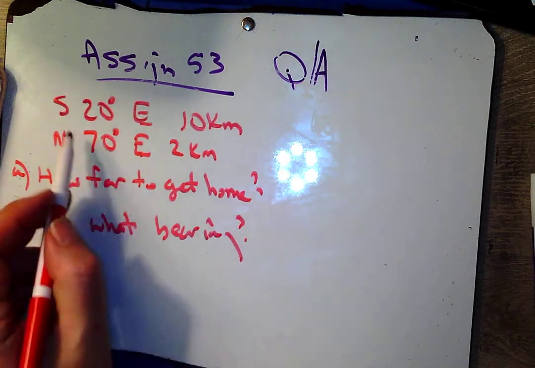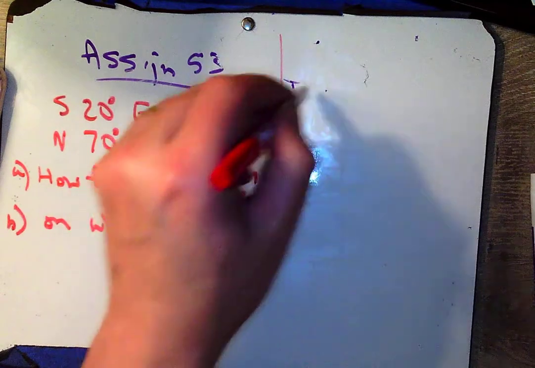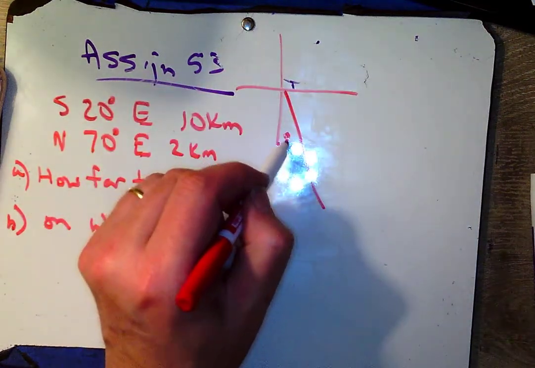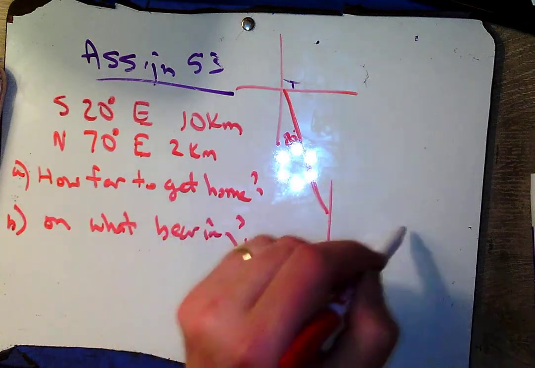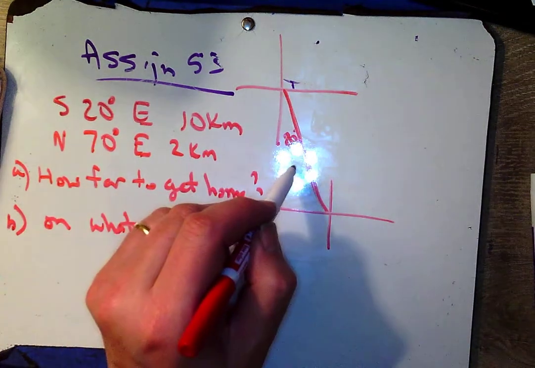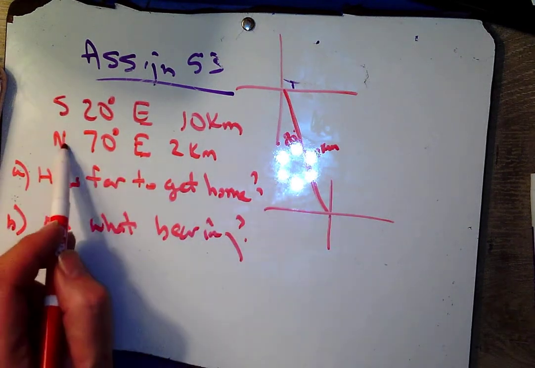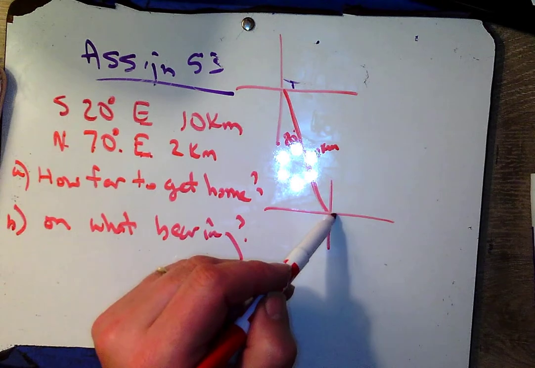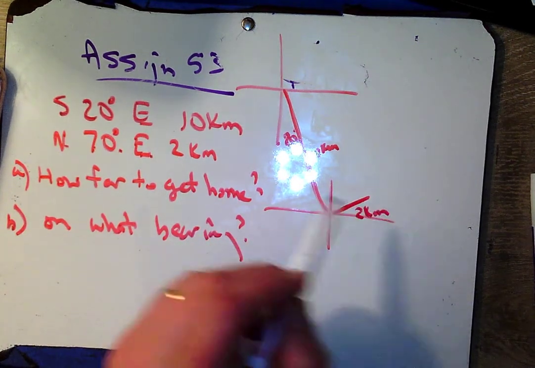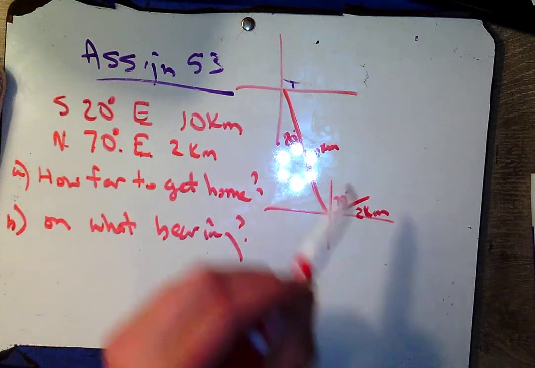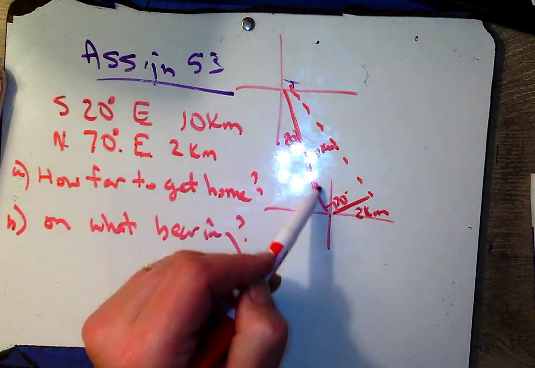Okay, so let's draw. South 20 degrees east, and I'm going 10 kilometers. When I get there, I'm going to go north 70 degrees east, but only for 2 kilometers. And this is the trip back home. There's a right angle here.